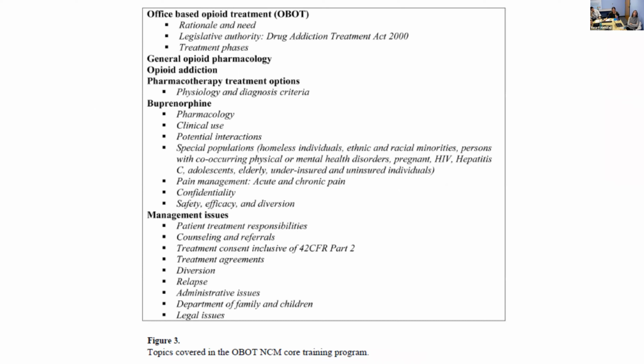And then this is going through the details of training for providing office-based opioid treatment. Again, I'm not going to read through all of this, but you can see the details that they went through in terms of prescription, education, issues of confidentiality, and managing potential issues that could arise with patients, treatment agreements, managing possible diversion, etc.